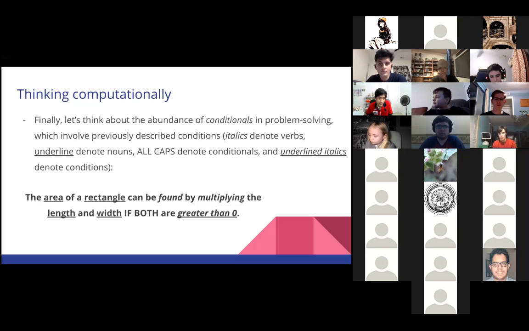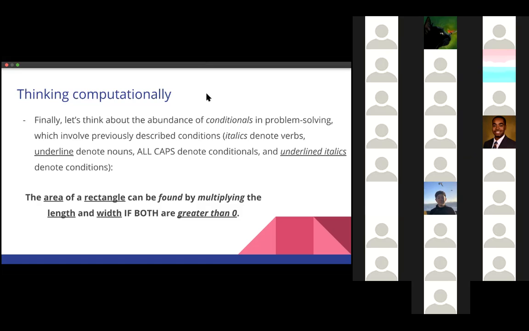So we can again translate that into our conceptual model. Next slide.